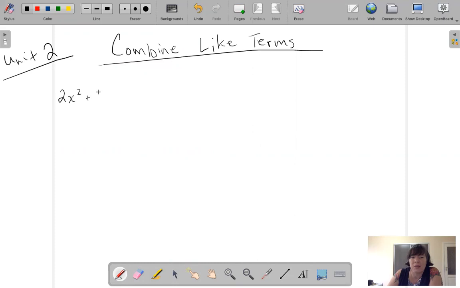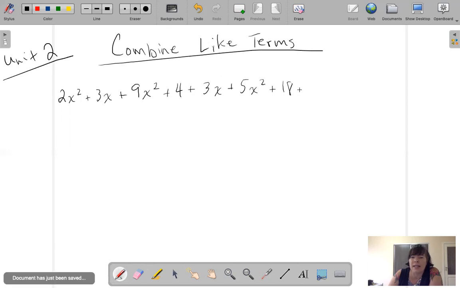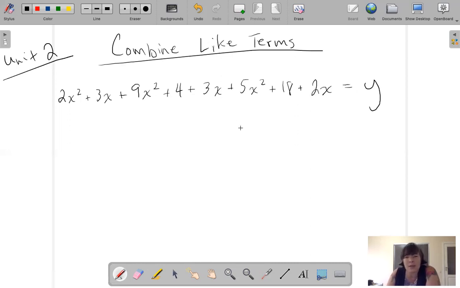2x squared plus 3x plus 9x squared plus 4 plus 3x plus 5x squared plus 18 plus 2x equals, I'm just going to say it equals y. It doesn't really matter what it equals.